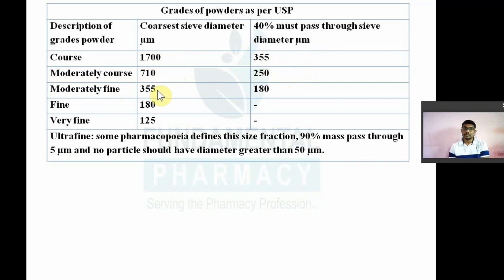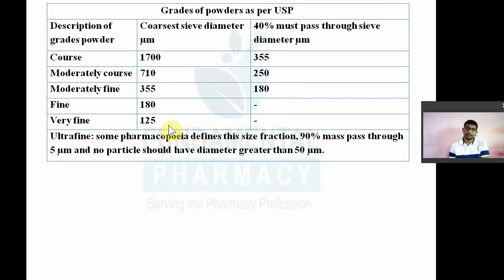Moderately fine powder is defined as all particles of the powder must pass through 355 micron, then 40% should pass through 180 micron. Likewise, fine powder is defined as per the USP, that is nothing but all particles should pass through a 180 micron sieve. Okay.